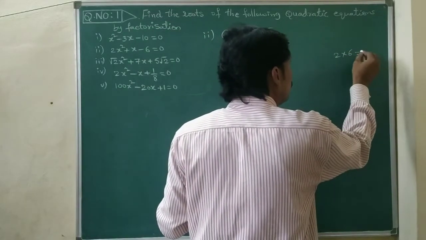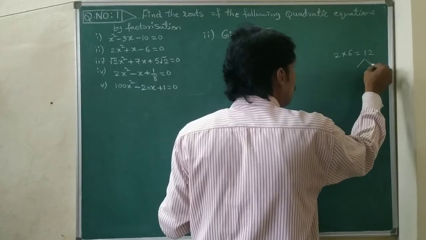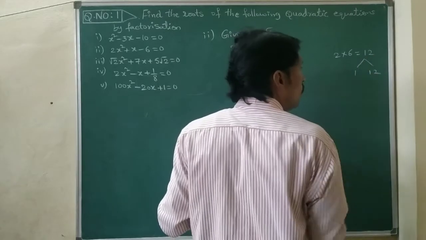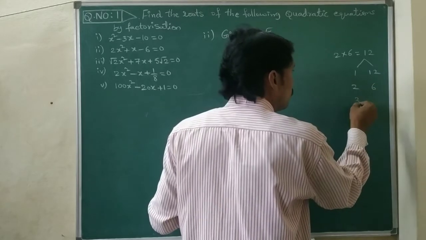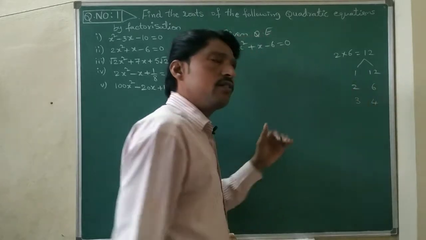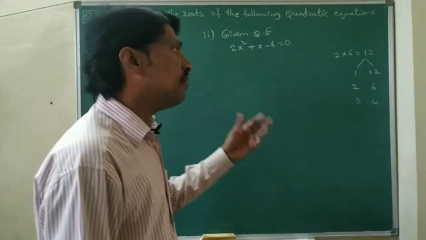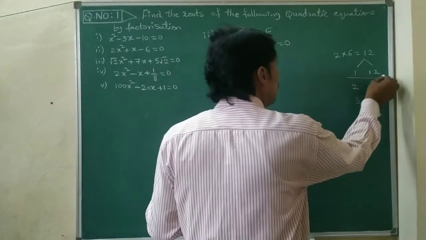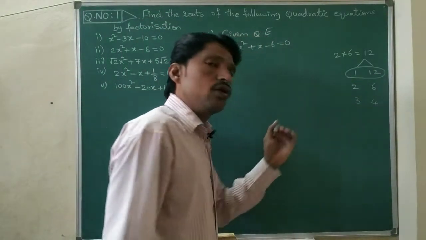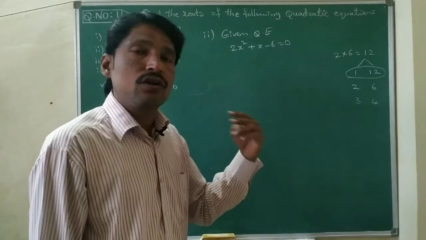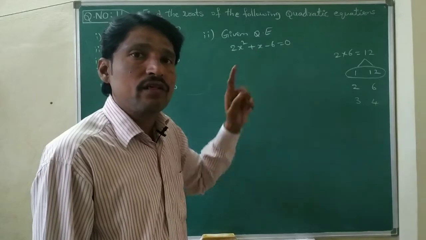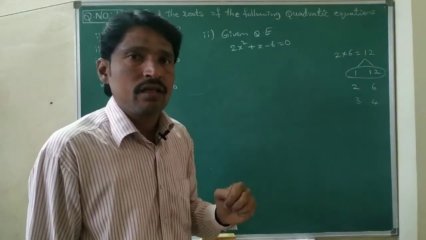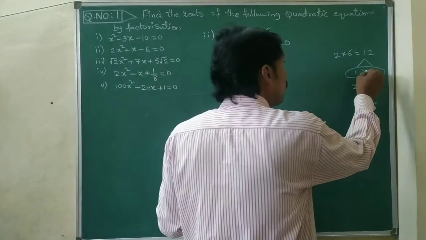So 2 into 6, that is 12. 12, how many ways can we write? 1 12 is 12, 2 6 is 12, 3 4 is 12, 4 3 is 12, 6 2, and 12 1. Now we can add or subtract. So 12 plus 1, that is 13. 12 minus 1, that is 11. But here we have only x, meaning 1x. It does not work out, as we need 1.